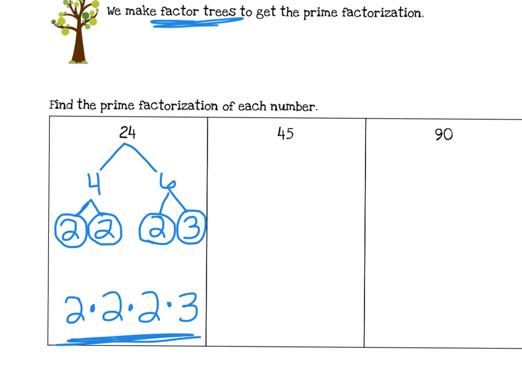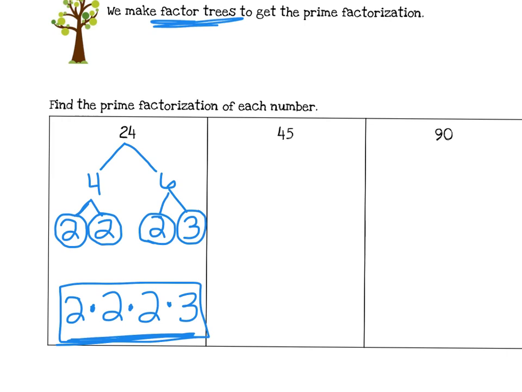So when we find the prime factorization, we're taking the number and we're breaking it down, or you might think of it as rewriting it as prime factors, prime numbers that we're multiplying together. So this is the prime factorization. We have to make a factor tree to get the prime factorization. Okay? Here's a really cool thing about this.